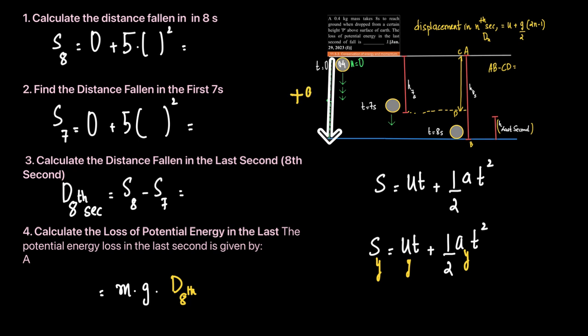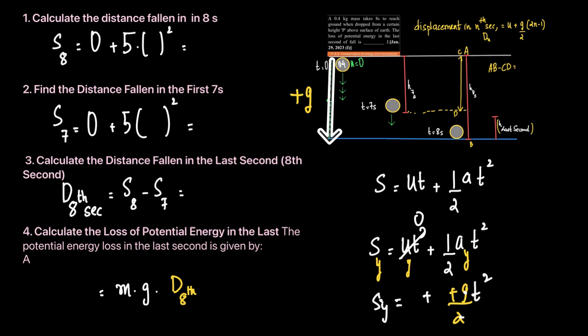We'll take the magnitude as positive g, right? And therefore, this equation can be reframed as Sy is equal to, dropped from rest, this will become 0, plus g by 2 into t square. And this is Sy. So first we'll find out S at 8. What is S at 8? S at 8 will be equal to g by 2. I'll write it as 5, 10 by 2, 5.